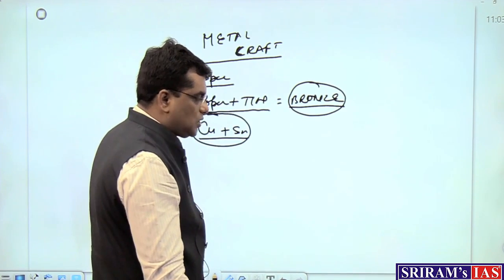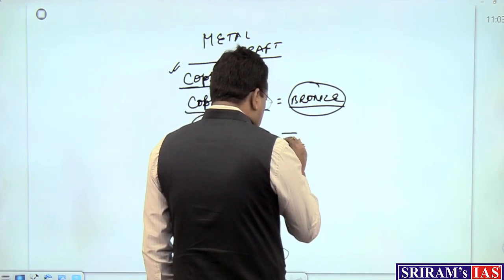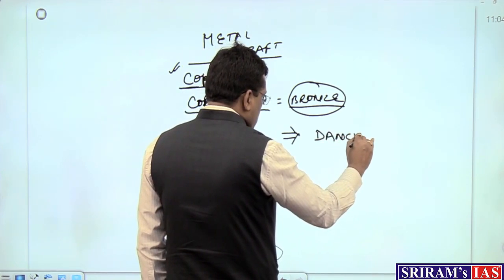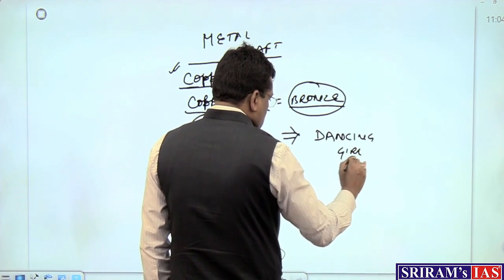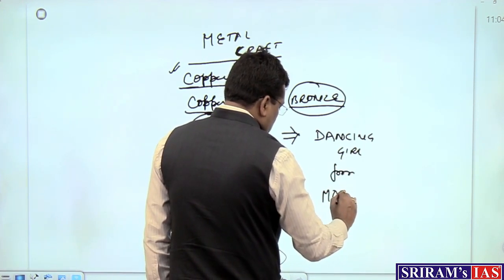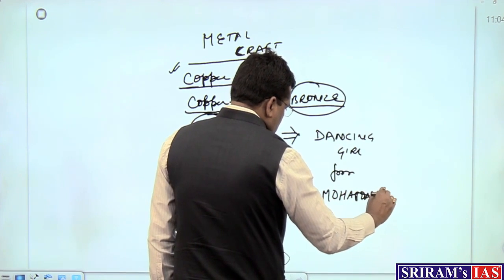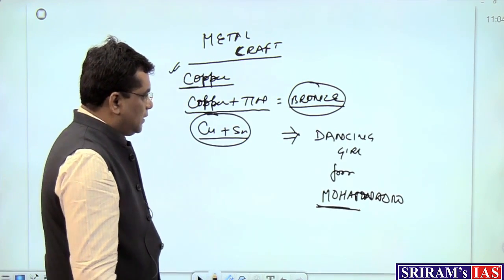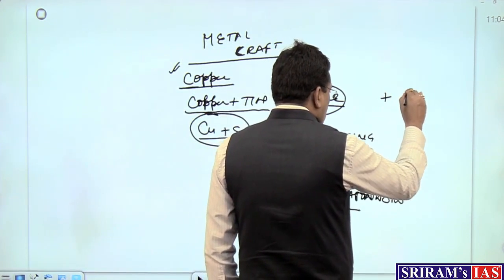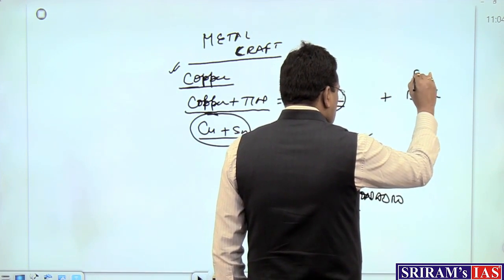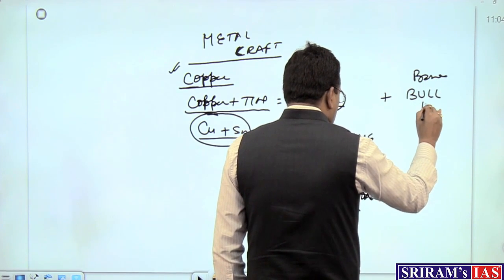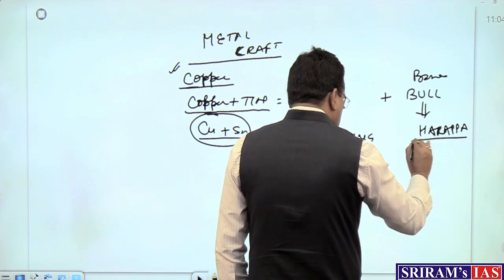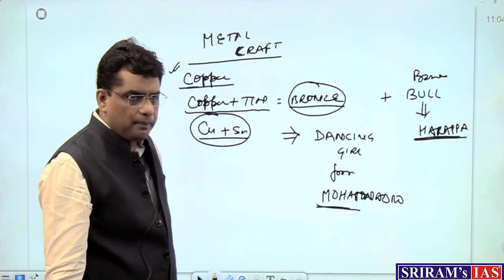And we have found plenty of crafts made up of bronze, like a statue of a dancing girl from Mohenjo-daro. Some were exceptionally designed. Then a bronze bull from Harappa. This is a fantastic expression of the metal craft.